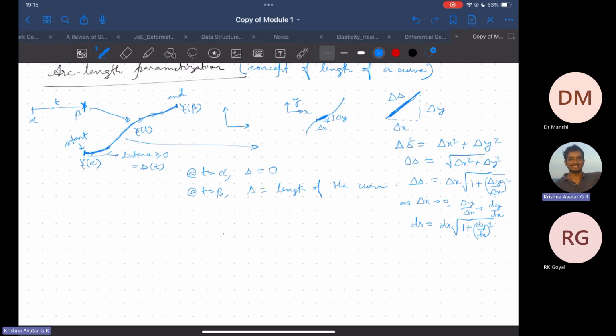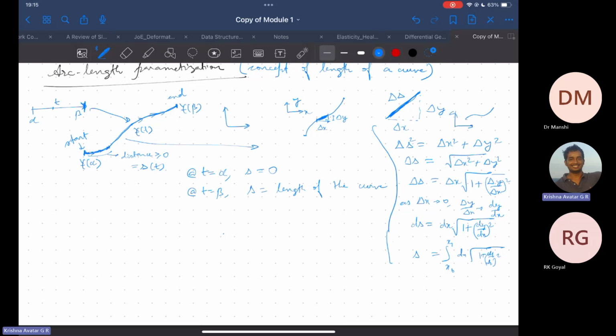So this was just to show how it is done, and which means that if we know the limits for x, then total s will be just equal to the integral from some x naught to x1 of dx times the square root of 1 plus dy by dx whole squared. So this is how we can find it for a general curve.